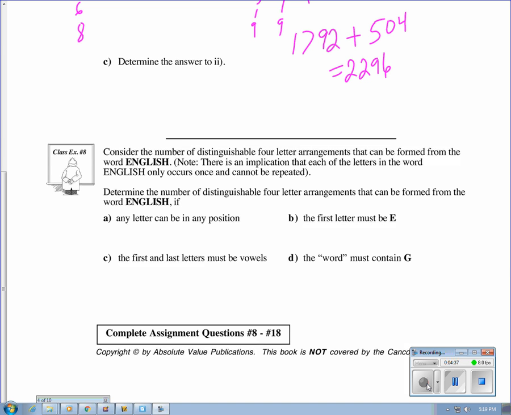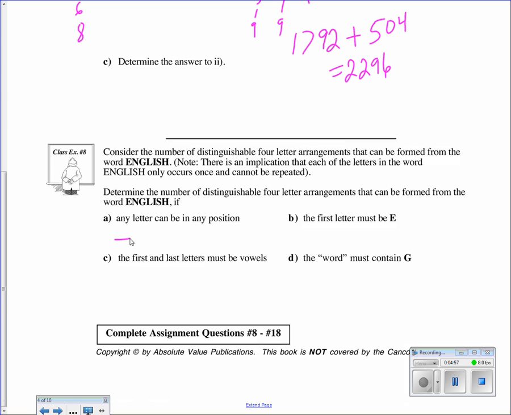And now we get to play with the word English. The word English does not have any repeated letters. So that's something that we have to take into account. And there are some unique or conditions in here, so we've got to be careful. So I'm building 4-letter arrangements, 1, 2, 3, 4, and I have 1, 2, 3, 4, 5, 6, 7 choices. So any letter can be in any position. So it's simply 7 choices for the first, 6 choices for the second, 5 choices for the third, and 4 choices for the fourth position.